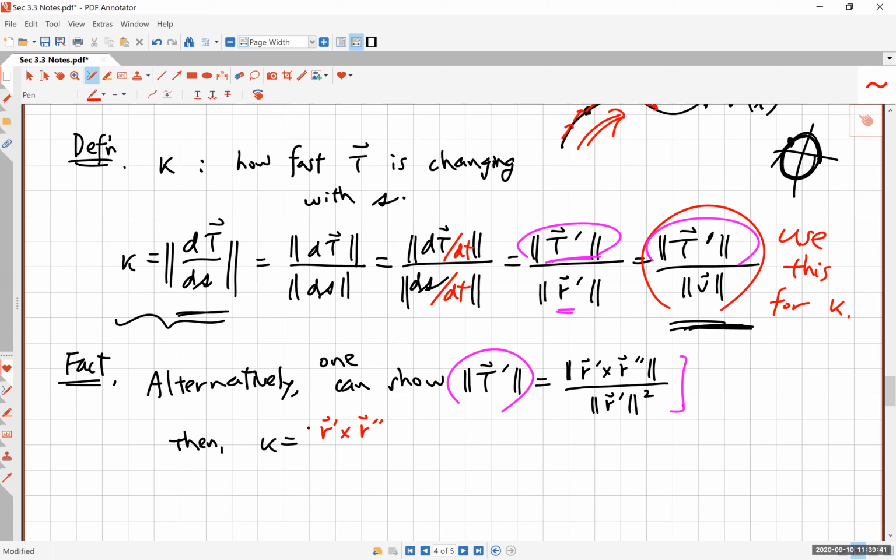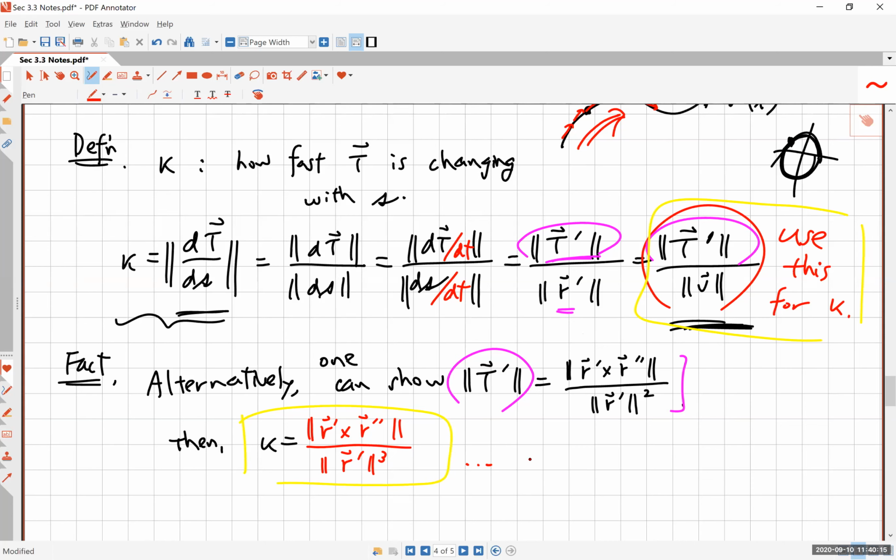And the reason I'm writing this is because sometimes it's easier to use r prime and r double prime. Remember, capital T could be complicated, and the derivative of T could be very complicated. I'll show you an example of this in just a minute. So if you multiply this and then divide by the norm of r prime again, the denominator will be the norm of r prime what? Cubed, right? So here's another formula for the curvature. So I say use this for your curvature. You can also use this for curvature. So this is for your homework. I'm not going to ask you to use this on your exams.